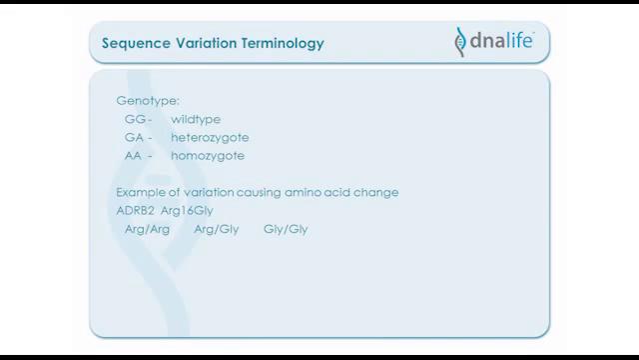But either way, the concept of what we're trying to get across is that we're changing from the wild type or the most common form of the gene to the variant form, and we're showing you whether you're carrying one or two copies of the variant, and it's showing you at which position this variation is occurring.